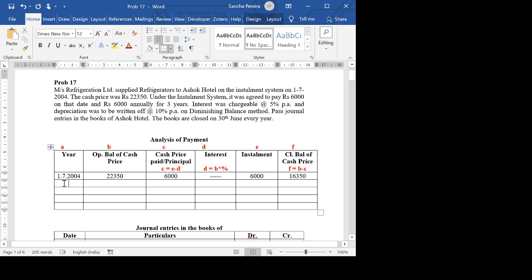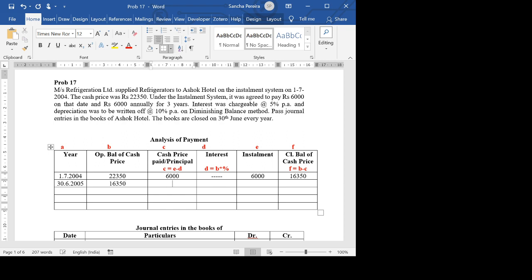Now we have to pay the first installment, which happens at the end of the year, because they said pay 6,000 on that date and 6,000 annually for 3 years. So 30th June 2005. This is 1 year later. So opening balance is 16,350. Now I want you to tell me where that 6,000 is going to come. Is it in the cash price paid or is it in the installment? Look at it and tell me.